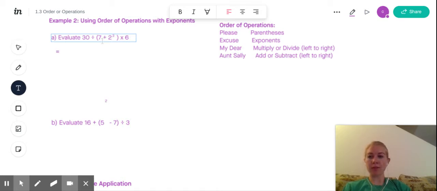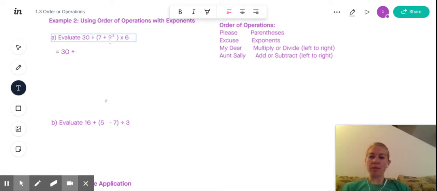So first, I'm just going to retype the beginning of our expression here so we don't forget it, which is 30 divided by. And then, let's take a look at what's inside our parentheses. We have 7 plus 2 to the third power.